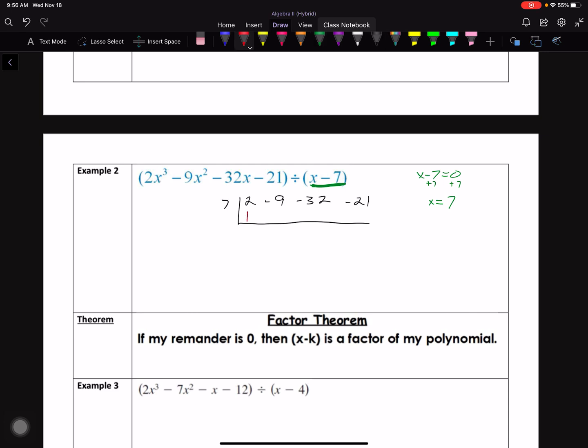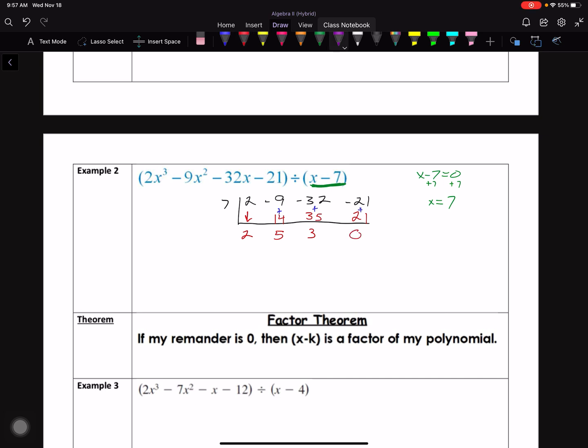We'll drop our first number down, 2. Okay, 2 times 7 is 14. If we add them up, -9 plus 14 is 5. 7 times 5 is 35. Add them up, we get 3. 3 times 7 is 21. And 21 plus -21 is 0.